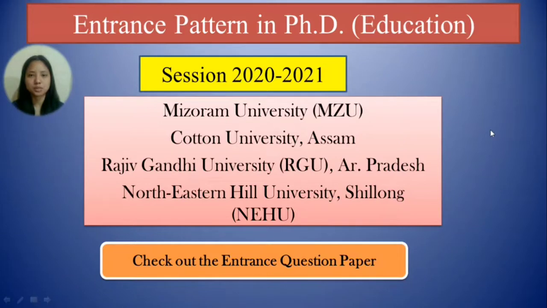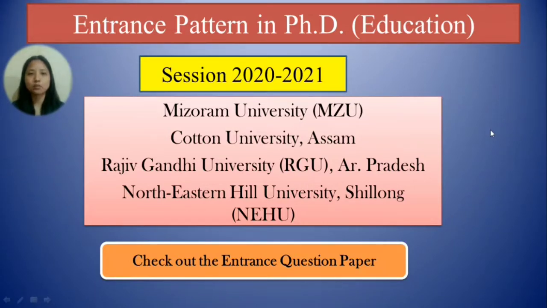So the first one is Mizoram University, which is a central university in the state of Mizoram. And the next is Cotton University, which is a state government university in Assam. And the next is Rajiv Gandhi University, which is a central university in Arunachal Pradesh. And the next is Northeastern Hill University, which is a central university in Meghalaya.